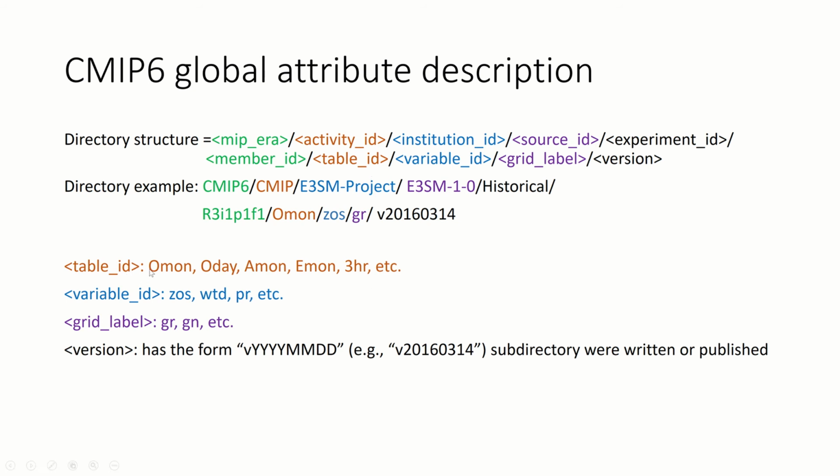So the table IDs, for example, if you see here, this O means ocean monthly. It could be ocean daily, it could be atmospheric monthly, it could be E. This E stands for the land model, monthly, or 3 hours, it could be 3-hour data.